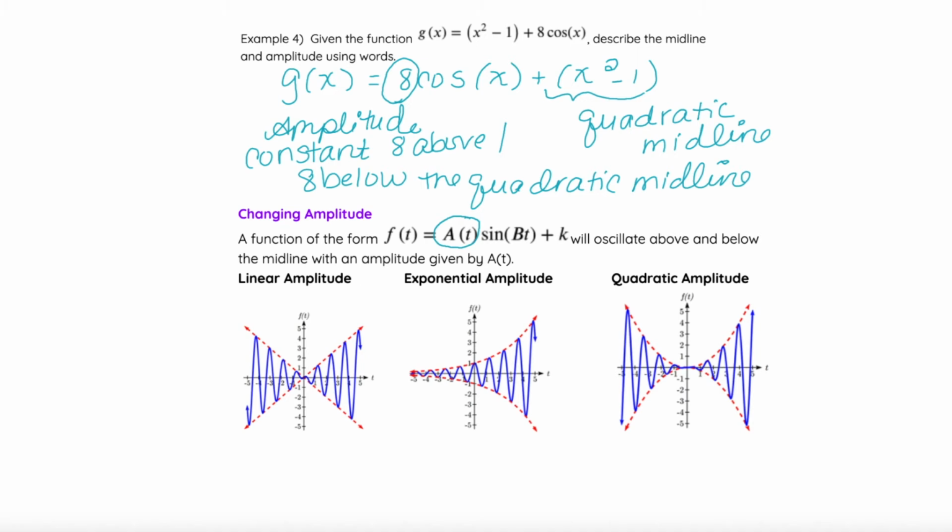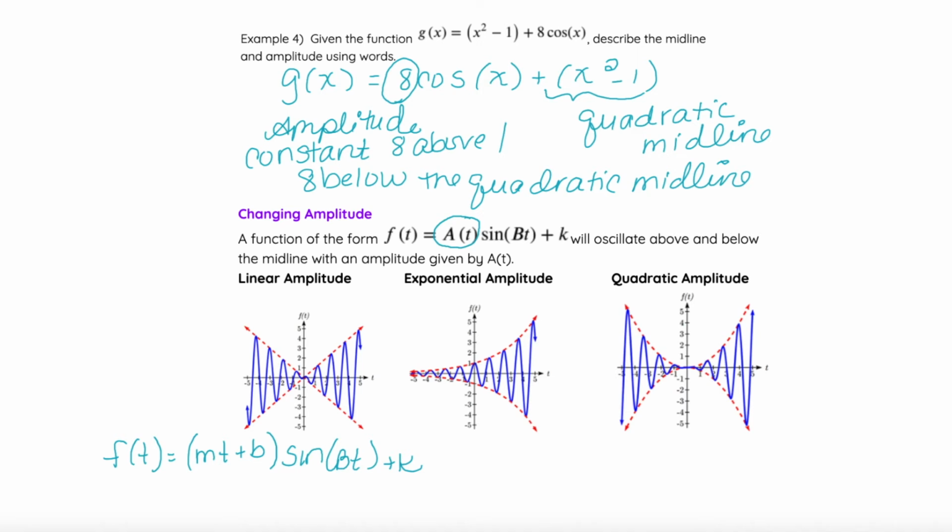So this first one, this linear amplitude, our graph function would have f of t equal to a linear parent function, so m of t plus b, so mx plus b or m of t plus b, times sine of capital B of t plus a midline. And yes, in fact, you can have a function for your midline and your amplitude at the same time. We're just kind of working on one or the other right now.